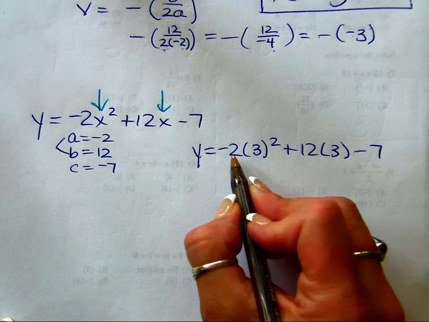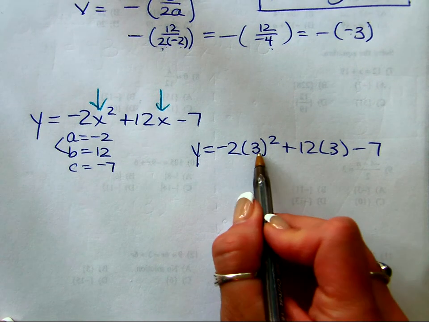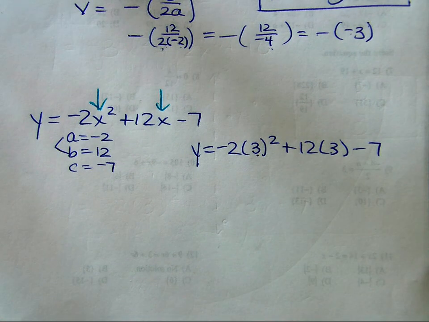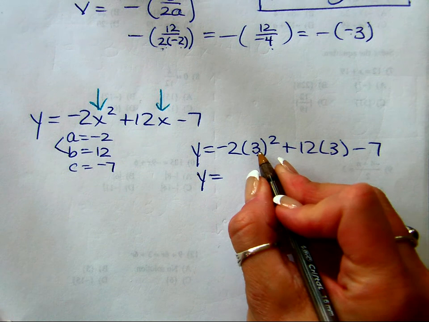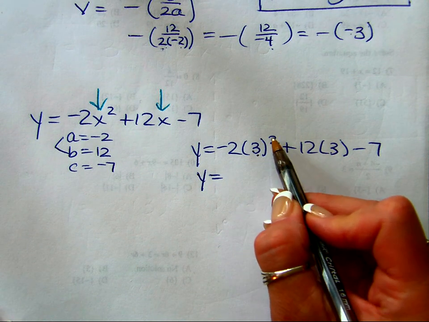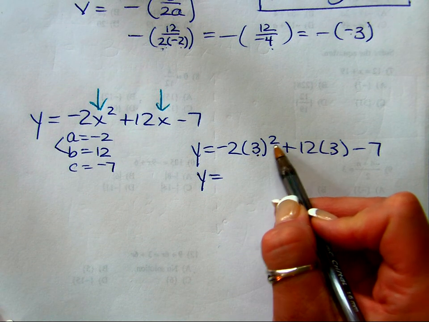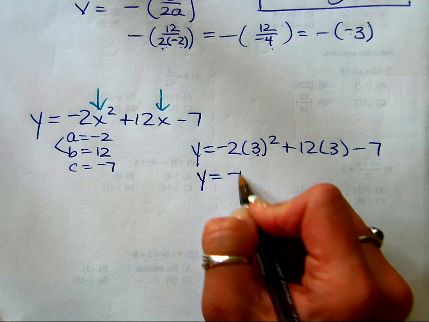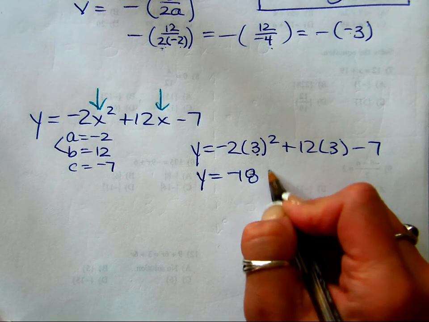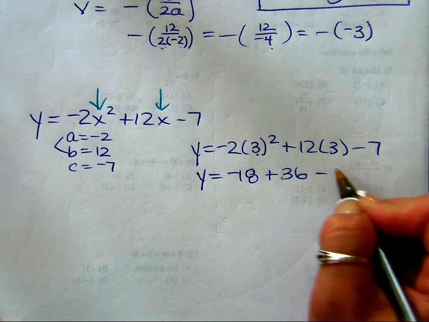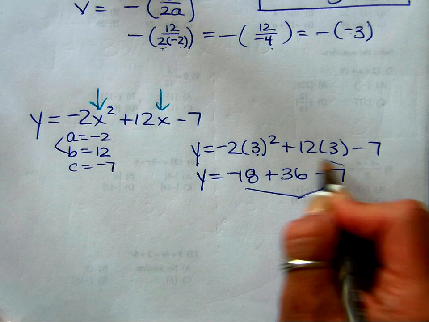So, this is the hardest part. Do I do -2 times 3? No. And then square it? No, good. And you can do this all in one step. 3 squared is 9, and 9 times -2, 12 times 3 is, and then this is this. And then at this point, I'd like to see you that far.